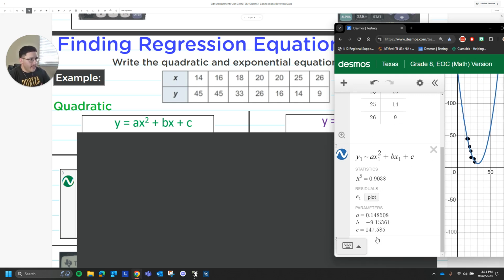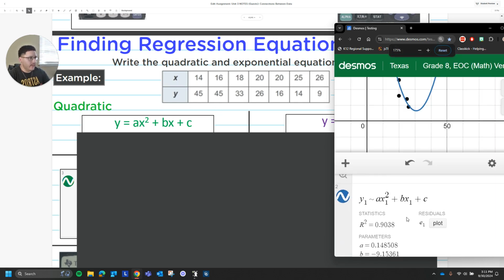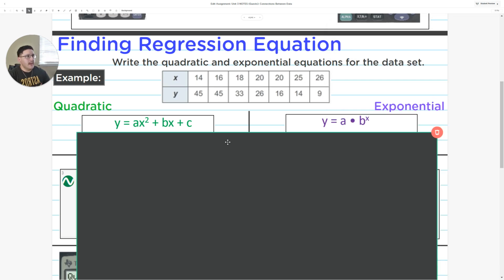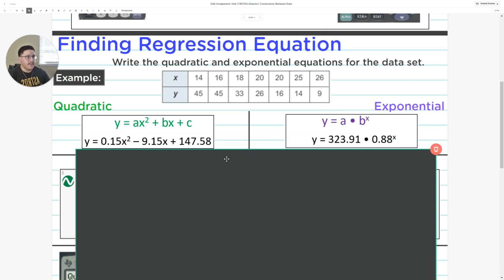Now, we need these numbers to make the equation. So I want y'all to notice A is 0.1485 whatever. We're going to round that to 0.15. B is negative 9.15. And then C is 147.59 if we round that to 2 decimal places. Okay? Then I'm going to do the following.